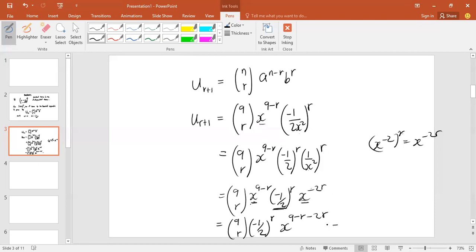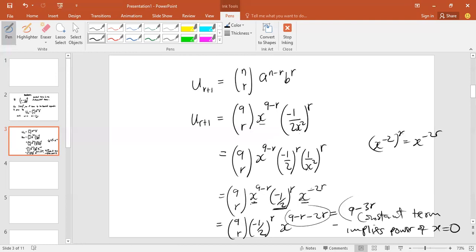Then our interest is now this power, since it's the constant term. It implies that the power of x should be equal to 0. So this power of x should be equated to 0. Of course, we can simplify. We know this power will be 9 minus 3r.